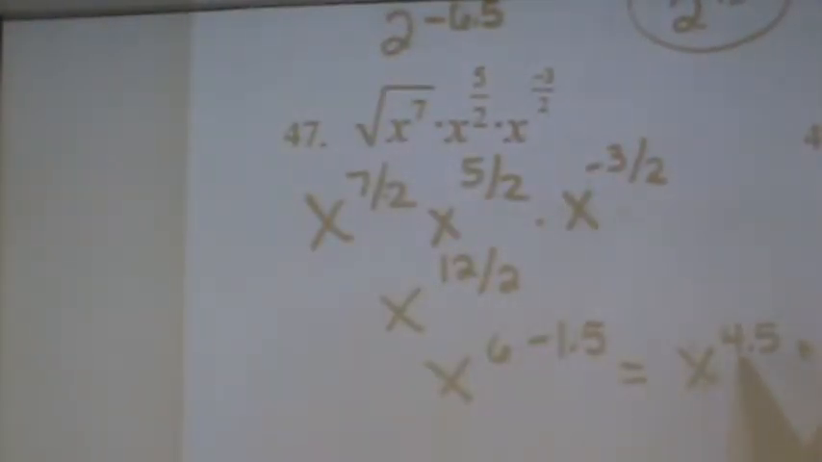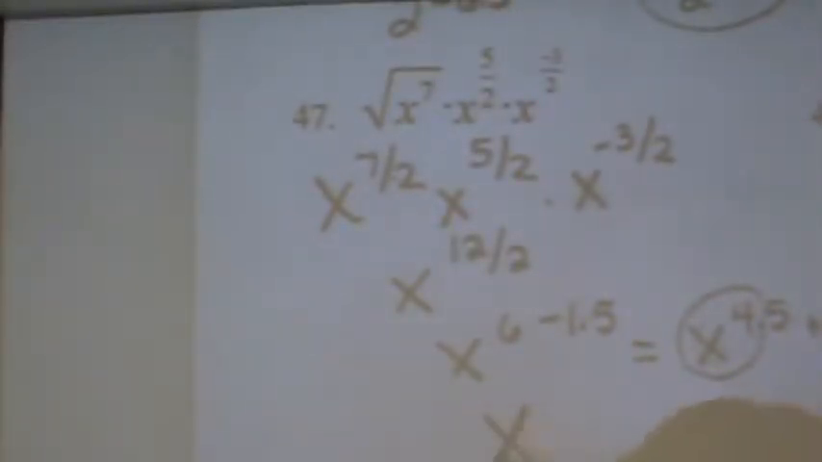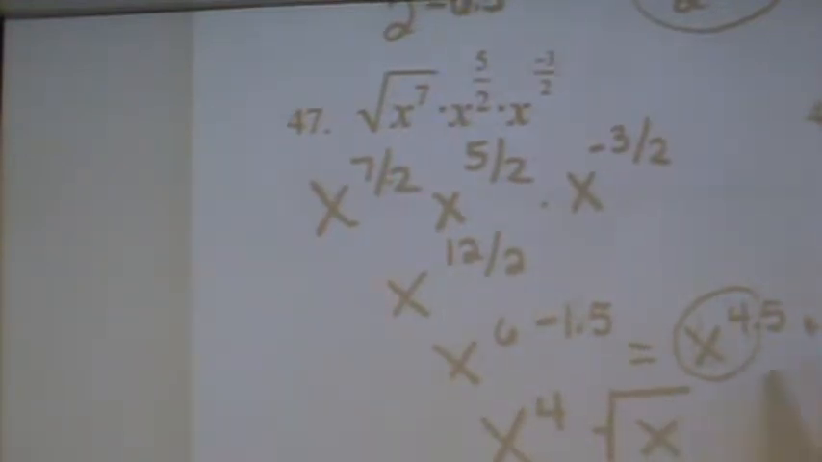Now you've got x to the 4th power. This is your whole number, so you're going to have x to the 4th power, and that's a half, so you're going to have the square root of x left. That 0.5 means that's what you have left.